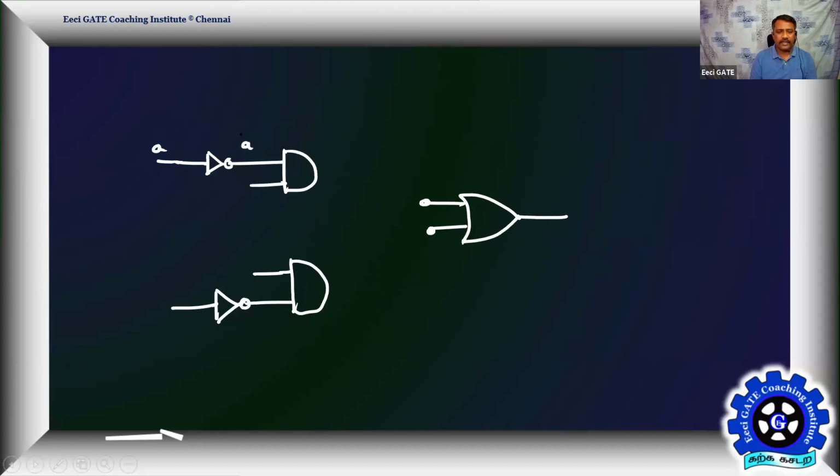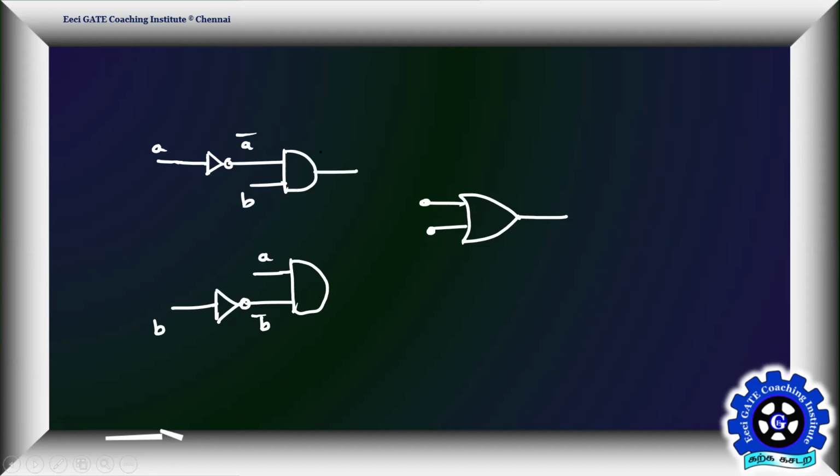This is A, this is going to be A bar, and this is B, and this is going to be B bar. Okay, so the signal has to be B, you have to tie it to the B, and the signal has to be what? A, correct? This product is A bar dot B. This product is A dot B bar.